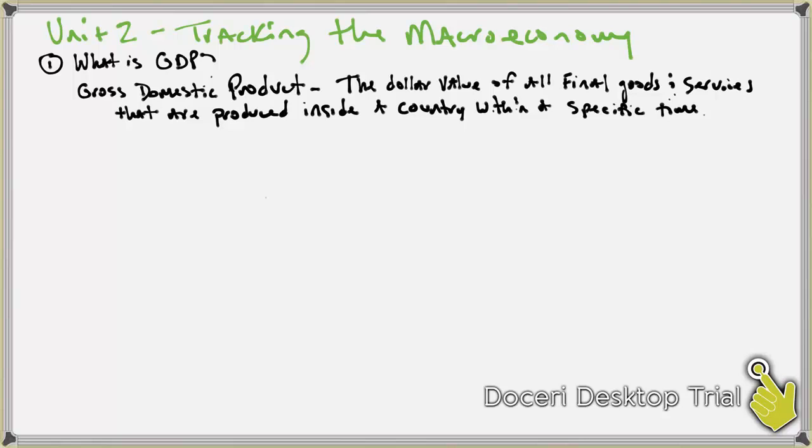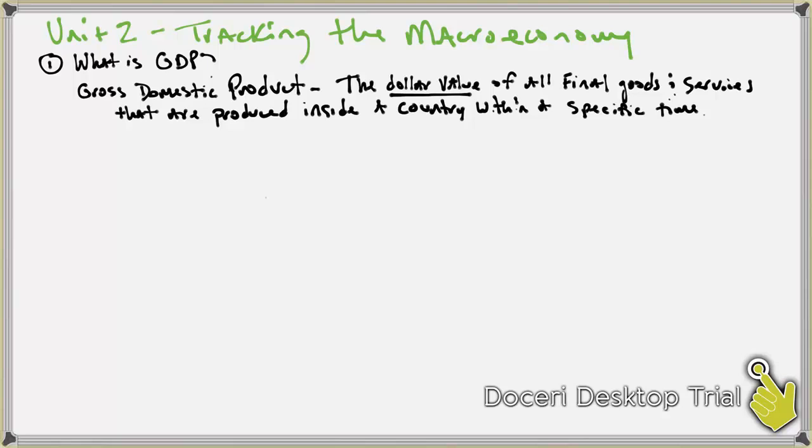statistic is all about. And it's important for us to know that GDP is measured in dollars. So you'd be given GDP in a dollar value, like the current GDP of the United States could be $17 trillion. And that means that there are $17 trillion worth of final goods that were produced inside the United States within a certain time frame, maybe within 2017.